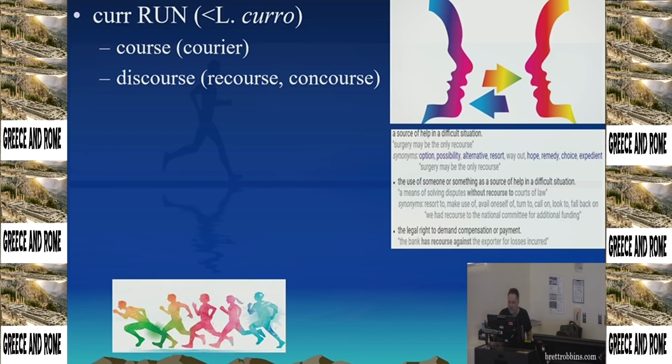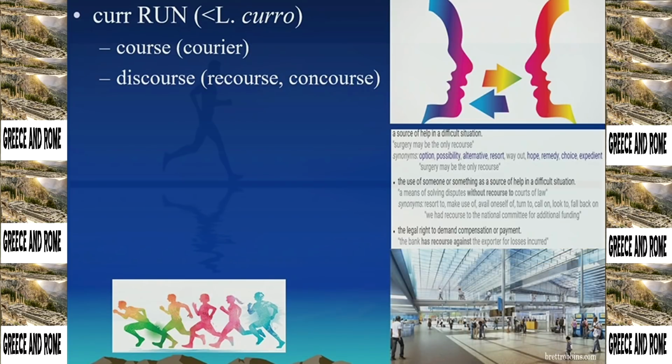Or the use of someone or something as a source of help in a difficult situation. So the sentence given is a means of solving disputes without recourse to courts of law. Okay, guys? So that's a very abstract use of this root. And I tend to focus on more concrete terms that do lend themselves to images, but it's sometimes not possible, as in this case.